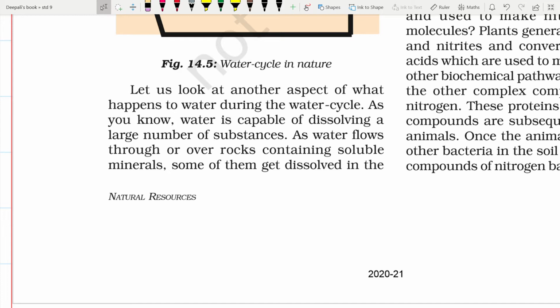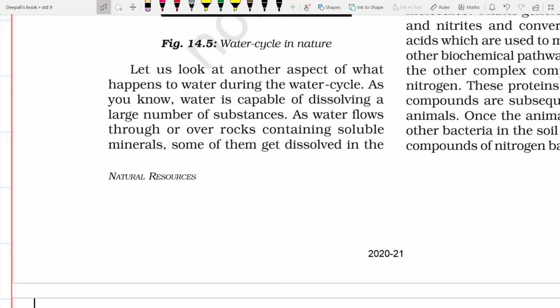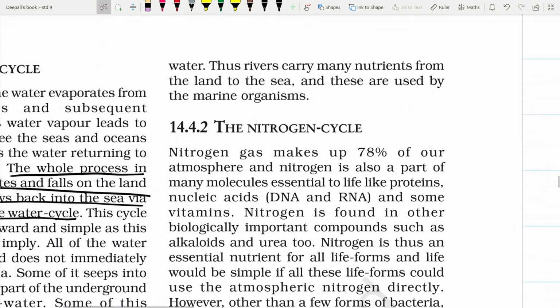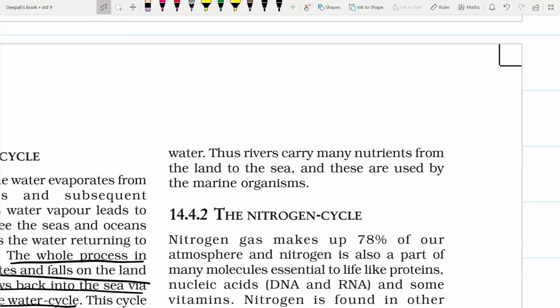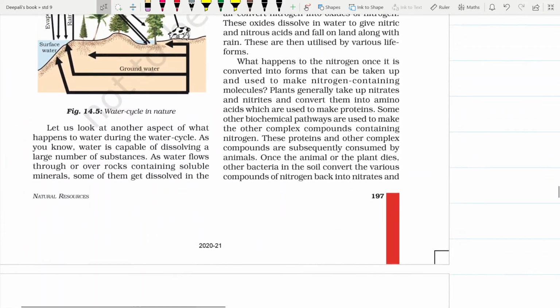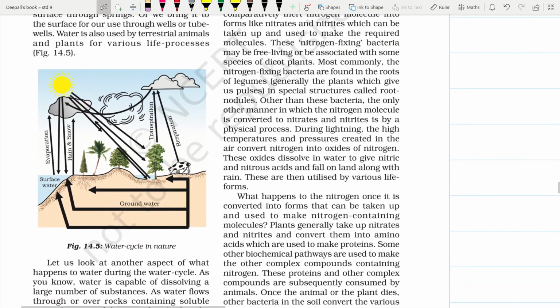Now let us look at another aspect of what happens to water during water cycle. As we know, water is capable of dissolving a large number of substances. As water flows through or over rocks containing soluble minerals, some of them get dissolved in it. Thus rivers carry many nutrients from land to the sea, and these are used by marine organisms. So this is what we call the water cycle. Now let us just understand it through the diagram.